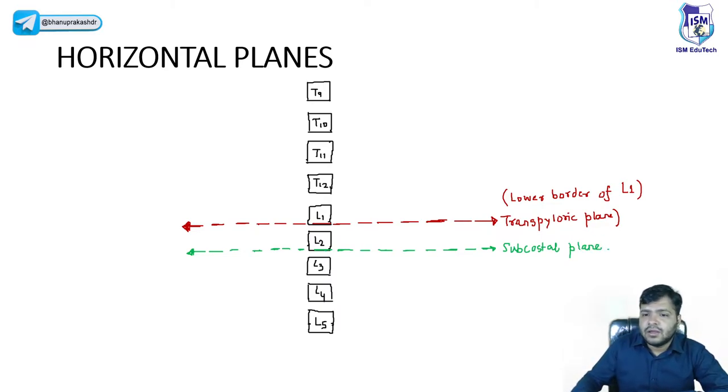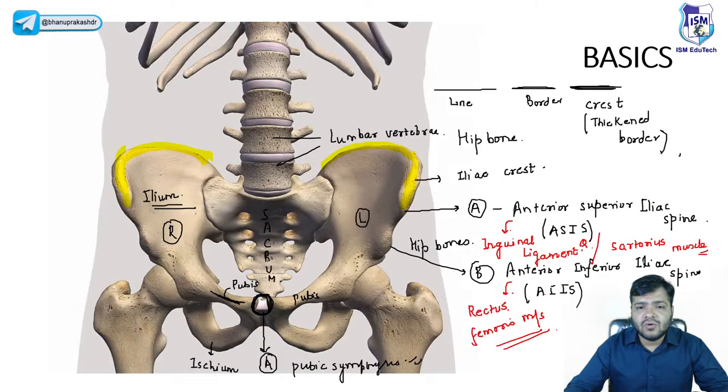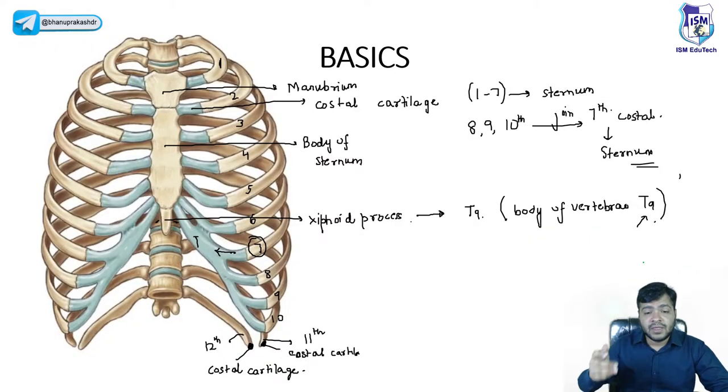Now, it is at the level of the lower border of L2. Lower border of L2. Now, guys, why is it named subcostal? Why is it called subcostal? Guys, you already know this particular diagram.